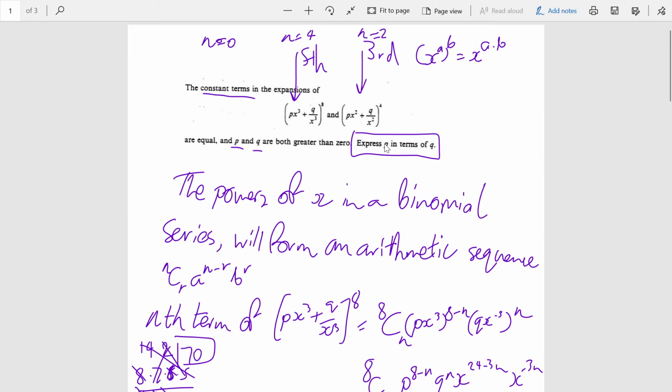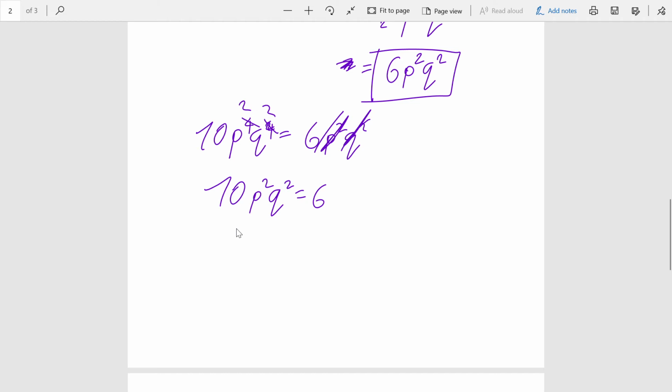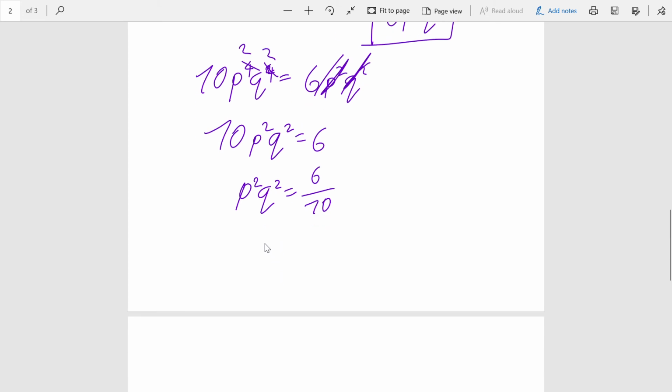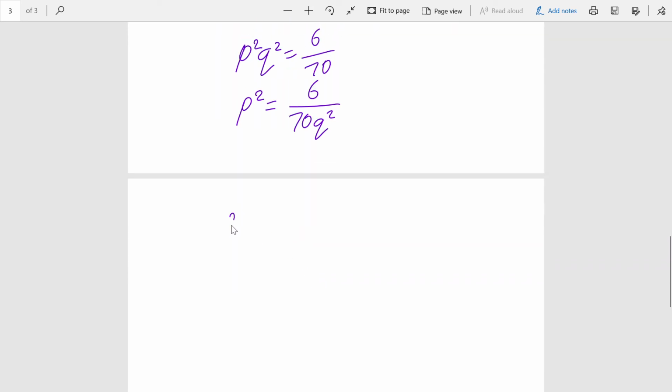And you remember we want p in terms of q, so it will be p equals something something q. We need p to be the subject of this equation, so p squared q squared is 6 over 70, or p squared is 6 over 70 q squared. And we can square root both sides, and since we know p and q are positive, we can ignore the fact that it could be plus or minus in a normal situation. So p is root 6 over q root 70.